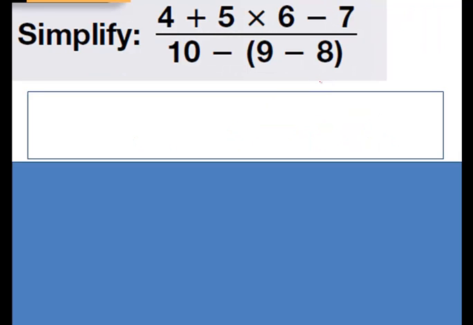All right, let's look at another one. This is a little bit different. This one we have to keep track of 2 sets of numbers. So let's start with the numerator first of all. Using our order of operations, we have no parentheses. So the first thing we're going to do in the numerator is look, going from left to right, for multiplication or division. The very first thing we see is right here, this multiplication. So we're going to do that first. So we're going to have 4 plus 30 minus 7. That's going to be our numerator.